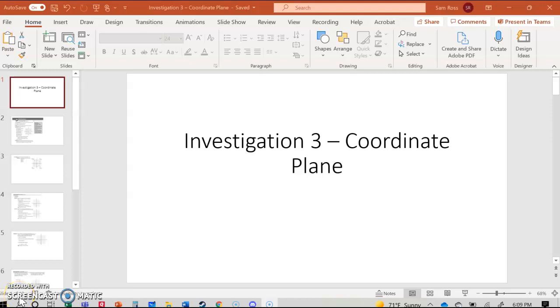Hello, this is Mrs. Ross, and this is just an overview of Investigation 3, the coordinate plane.